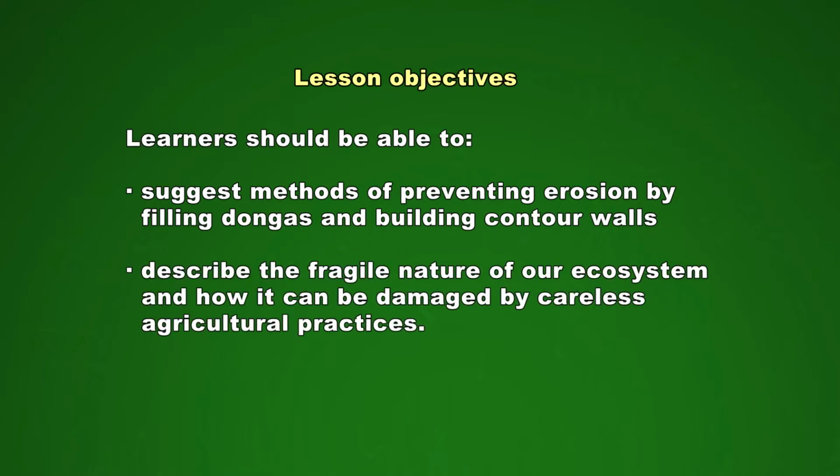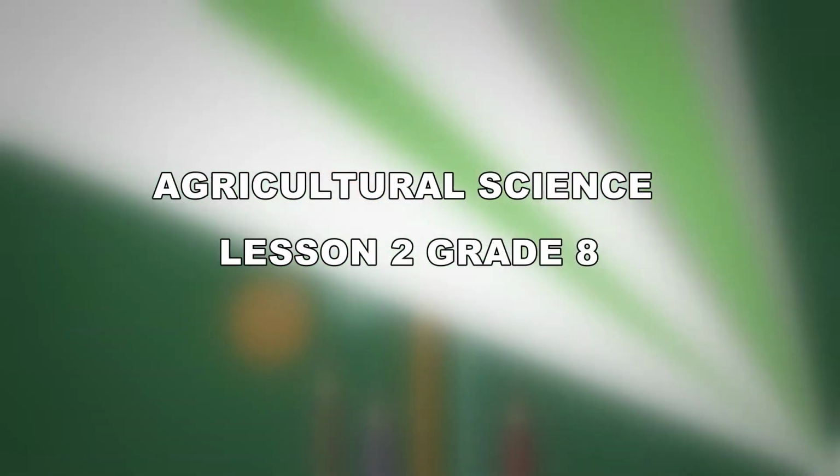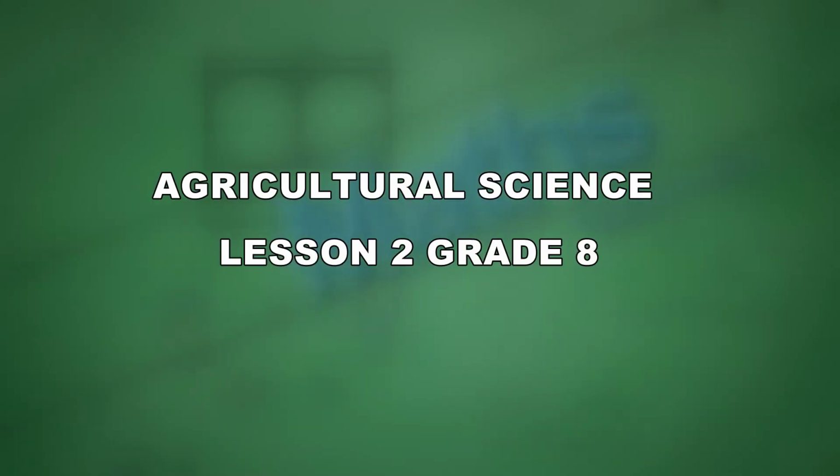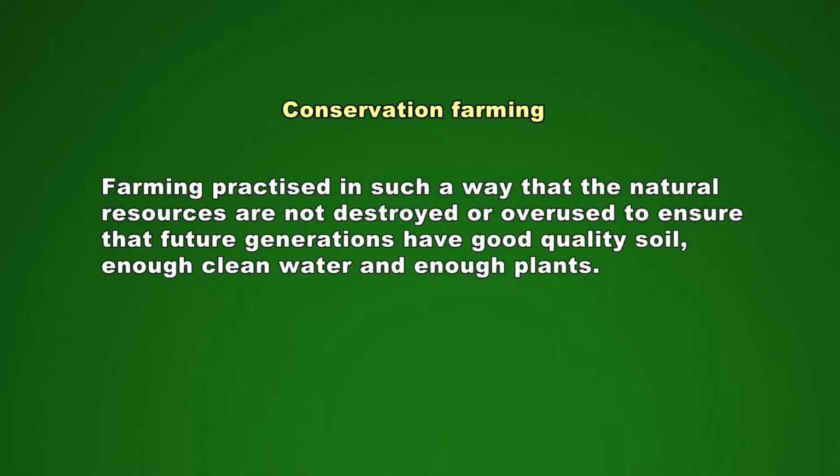Describe the fragile nature of our ecosystem and how it can be damaged by careless agricultural practices. Let us now have a look at what conservation farming is. Conservation farming is farming that is practiced in such a way that the natural resources are not destroyed or overused.